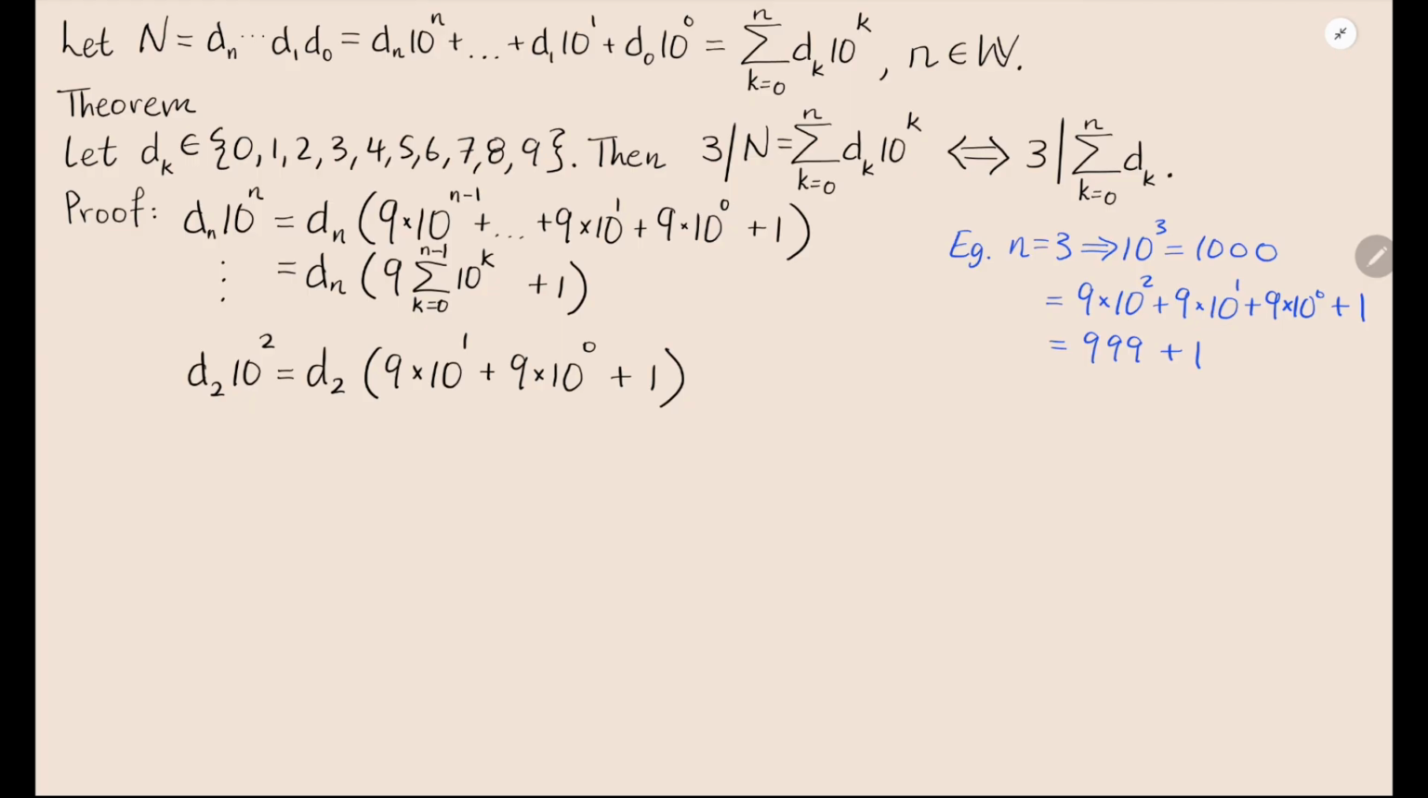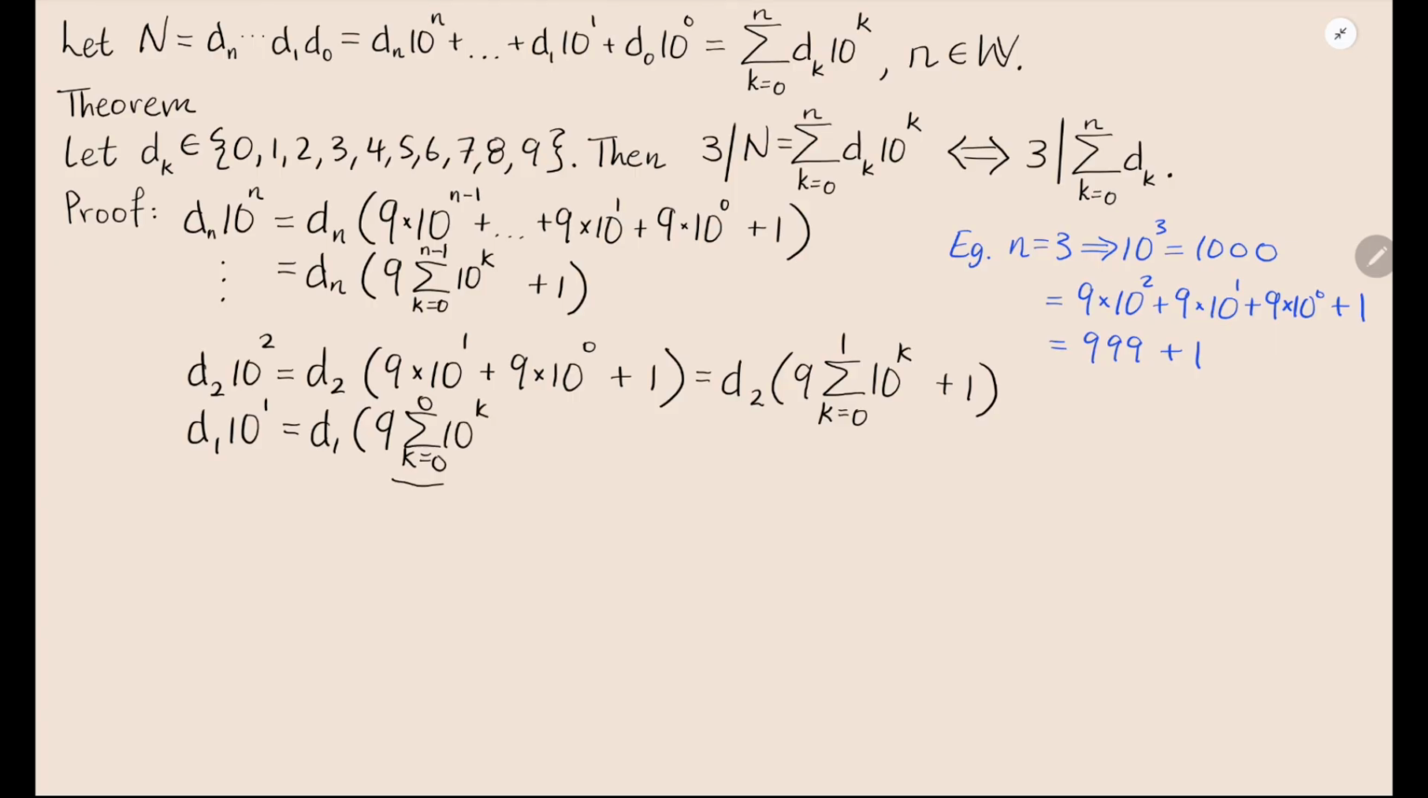For something like d2, 10 squared, which is just 100 d2, this is equal to d2, and then 9 times the sum from k equals 0 to 1, if n is 2, n minus 1 is 1, 10 to the power of k, and then plus 1. I'll do that for d1, 10 to the power of 1, which is just d1, and then it will be 9 sum k equals 0 to 0 of 10 to the power of k. So this actually is just 10 to the power of 0, which is just 1. 9 and then plus 1. 9 plus 1 is 10.